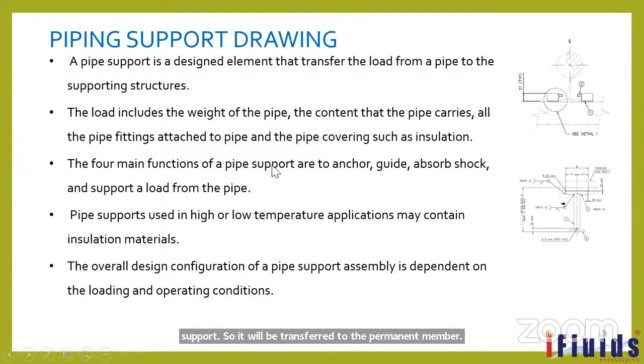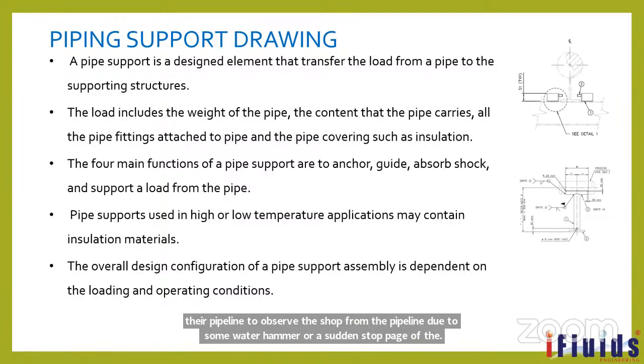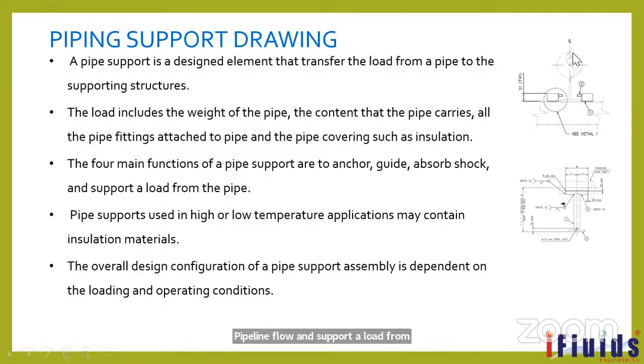The four main functions of pipe support are to anchor, to guide the pipeline, to absorb the shock from the pipeline due to some water hammer or sudden stoppage of the pipeline flow, and to support a load from the pipe. The pipe itself having the self load, that and all should be supported.